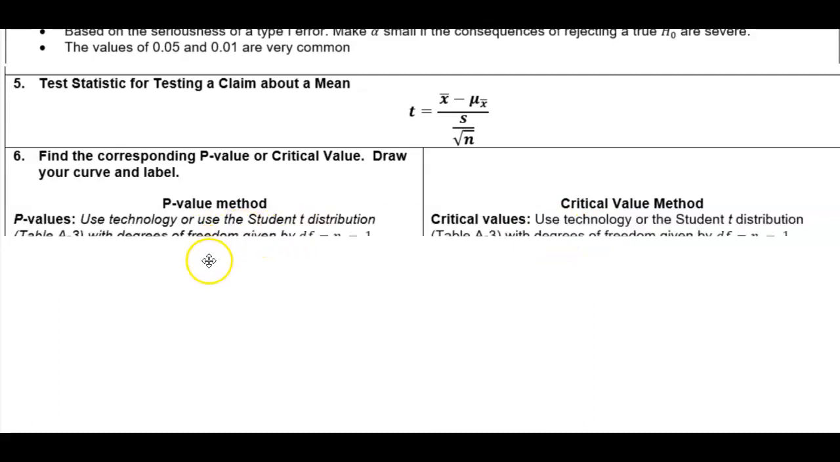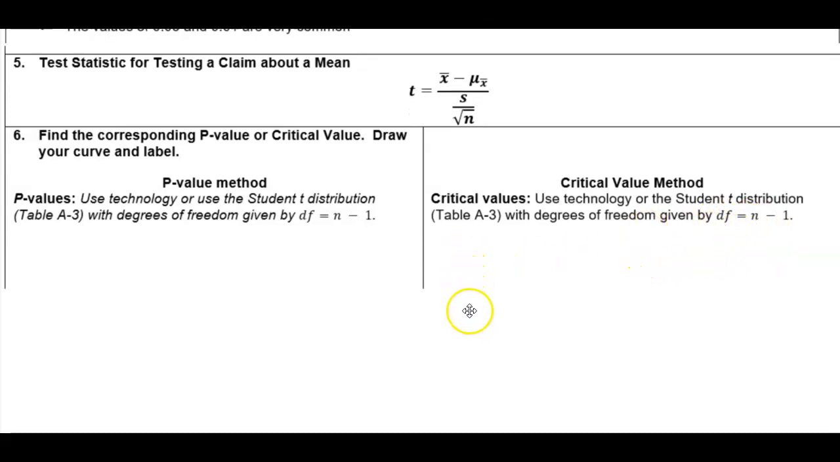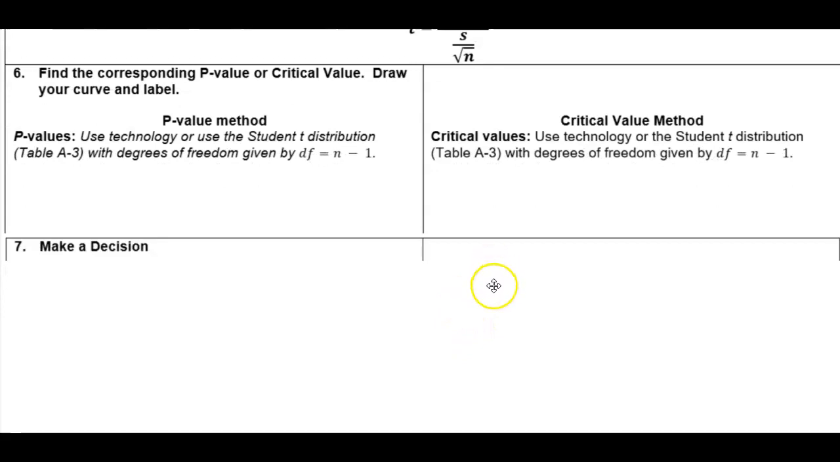For the p-value method, in order to get the p-value, we can use technology or use the student t-distribution with degrees of freedom given by n minus 1. And for the critical values, you can use technology or the student t-distribution with degrees of freedom given by n minus 1. Then you're going to make a decision.